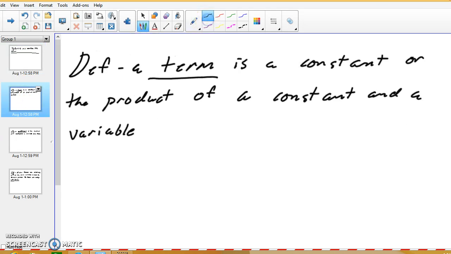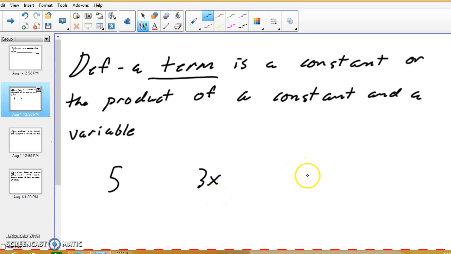So, the first thing we have to identify is what is a term? Well, a term is either a constant or the product of a constant and a variable. Let's remind ourselves what a constant is. A constant is just any number. Let's say 5. 5 is a constant because that number doesn't change. It's just 5. So that is a term by itself. Another term would be, say, 3x, because it is the product of a constant and a variable. So that's a term right there.